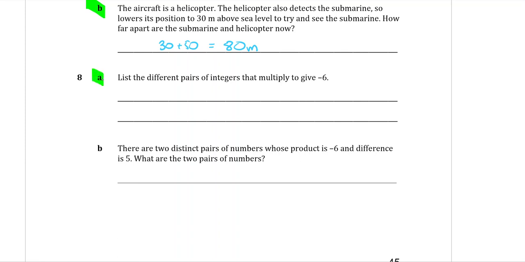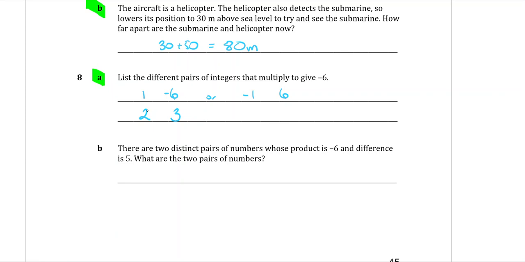List the different pairs of integers that multiply to give minus 6. Now, things that can multiply to give 6 would be 1 times 6 or 2 times 3. But, Hayden, because I need a negative 6, one of the numbers needs to be negative, right? Because only a positive and a negative number make a negative answer. So it could be a +1 times a -6, or it could be a -1 times a +6.